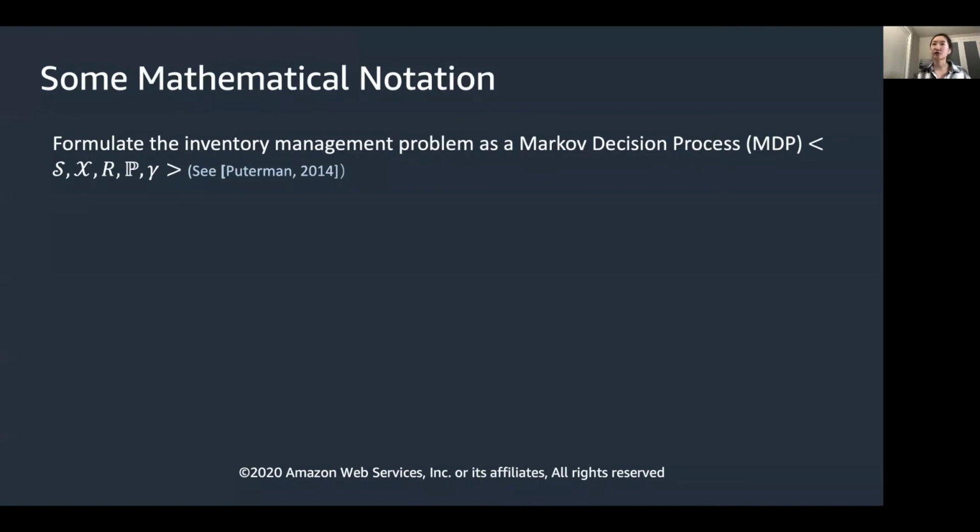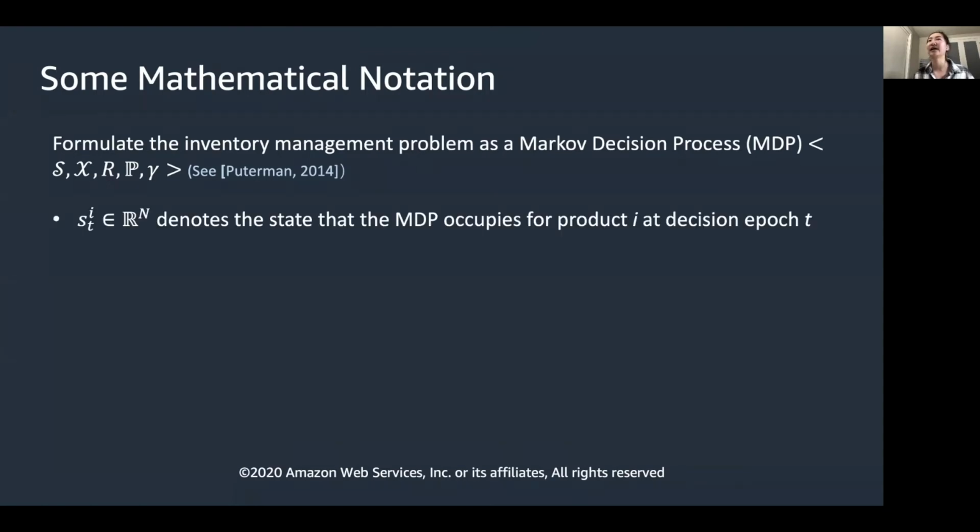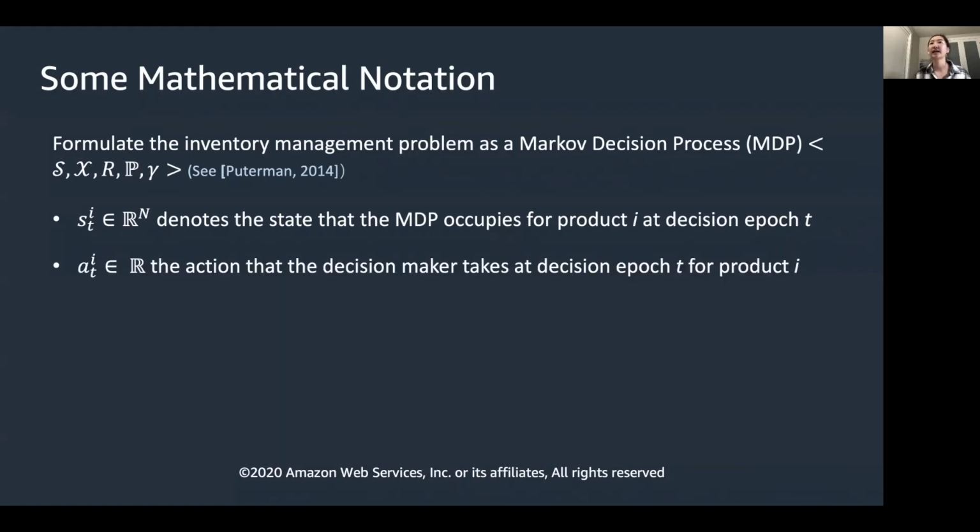Once we understand the transition inherited in the problem, we're ready to formulate the inventory management problem as a Markov decision process. So it's time for some mathematical notation now. First of all, we have the state S_t^i, that is the state for the Markov decision process for product i at decision epoch t. And A_t^i is a one-dimensional real number, and that's the action taken by the agent, and it makes a decision at epoch t for product i. So the superscript i is for a product, and the subscript t is for the epoch or time step.